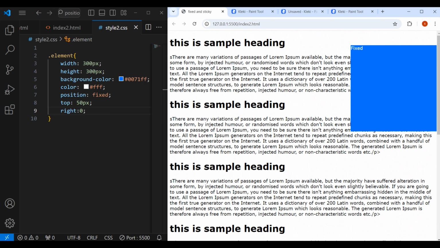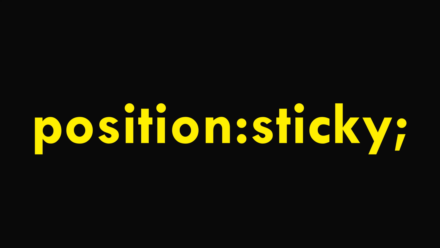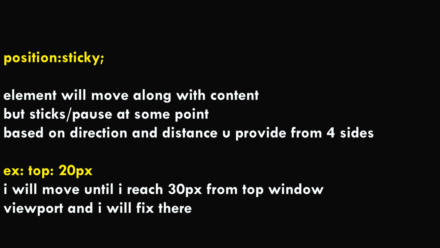So this is about position fixed, guys. Now let's talk about position sticky. Position sticky simply means it is a combination of position relative plus position fixed, which is nothing but initially it will behave like position relative, but at one point or direction it will be fixed.